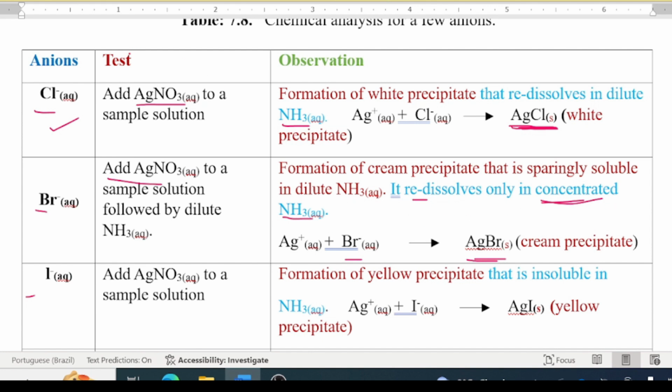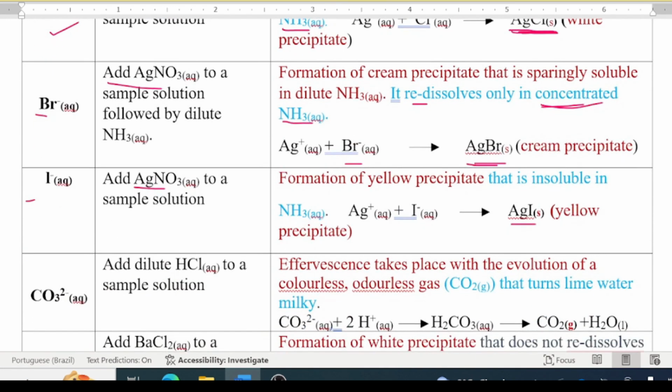Iodide, you add again silver nitrate solution, you get a yellow precipitate that doesn't redissolve in ammonia solution, and that is a confirmatory test for iodide ions.